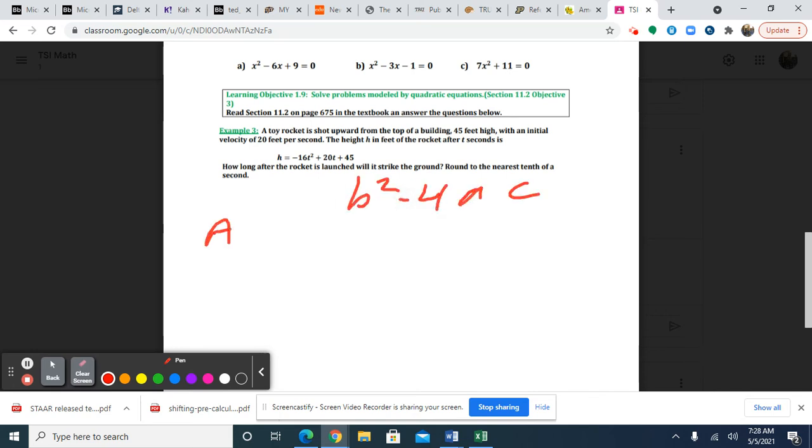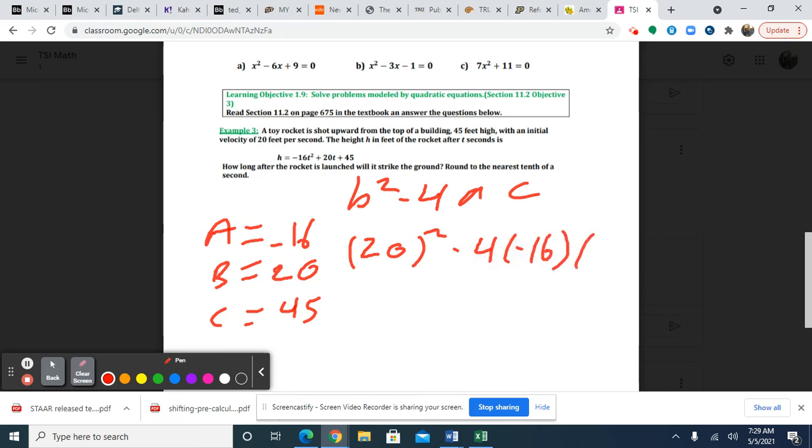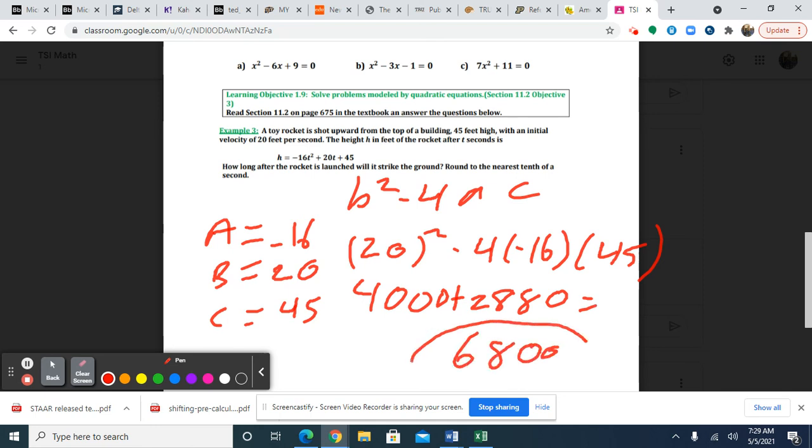So let's find our A, our B, and our C, which is -16, 20, and 45. So 20 squared minus 4 times -16 times 45. So 20 squared is 400. We got -4 times -16 times 45, which is positive 2,880. So adding those two together, we have 6,880.